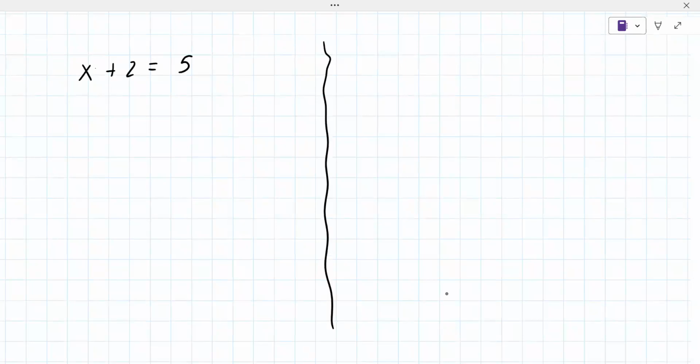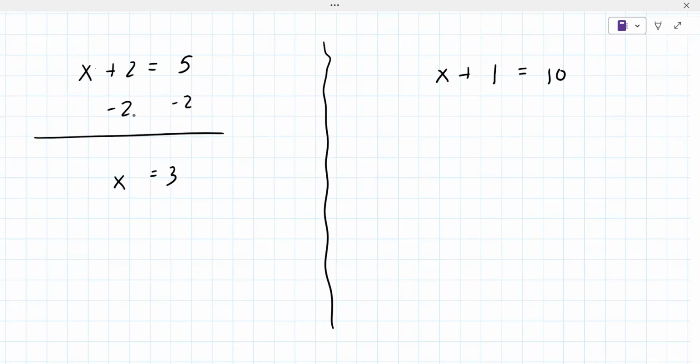So let me give you a couple of problems to try here. Go ahead and try each of these for me, please, and let me know what you come up with. Is the first one x equals 3? Subtract 2, x equals 3, subtract 1, x equals 9.